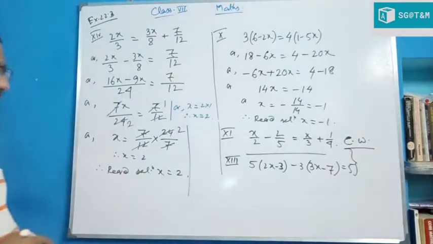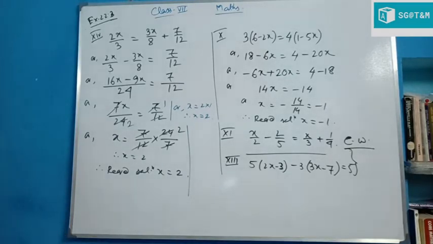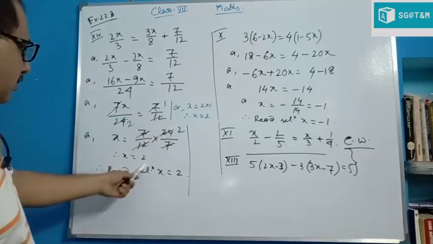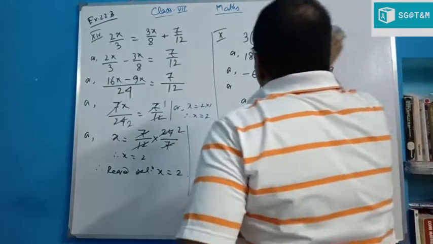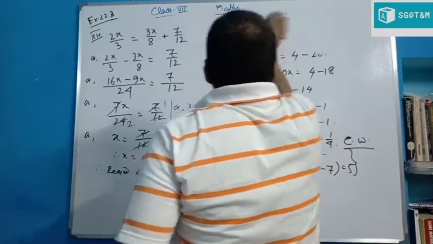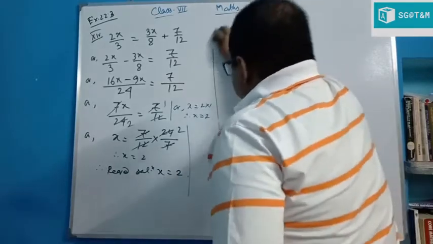You may solve in this way also, no problem at all. Any logical method is accepted. So this is also a correct method, this is also a correct method. You may follow any one of these. Is it? You may follow any one.